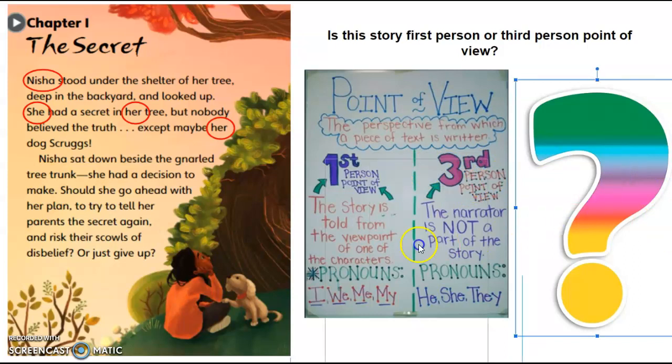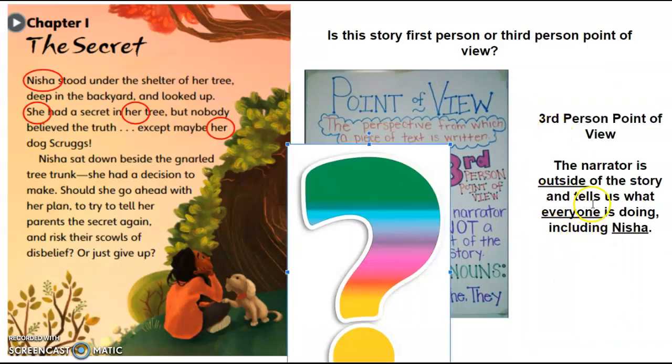If you said third person point of view, then pat yourself on the back. You are correct. The narrator is outside of the story. The narrator tells us what everybody is doing, including Nisha. It is third person point of view.